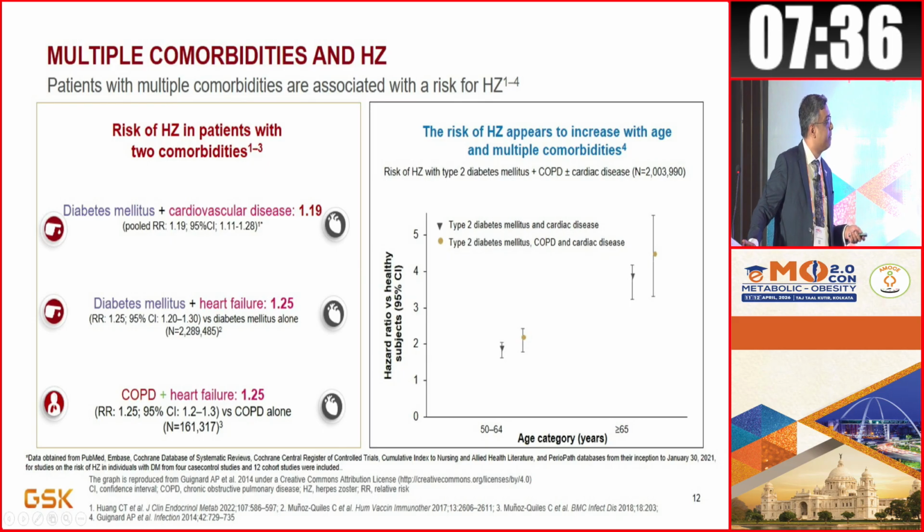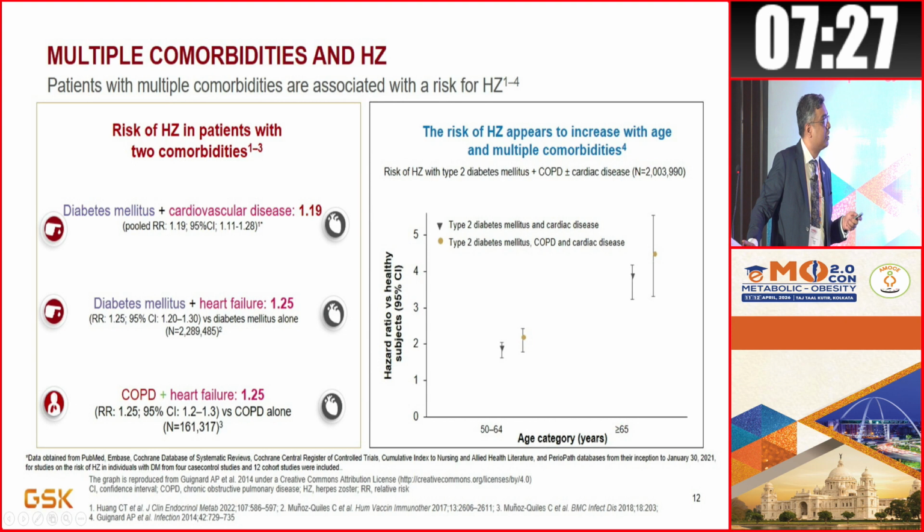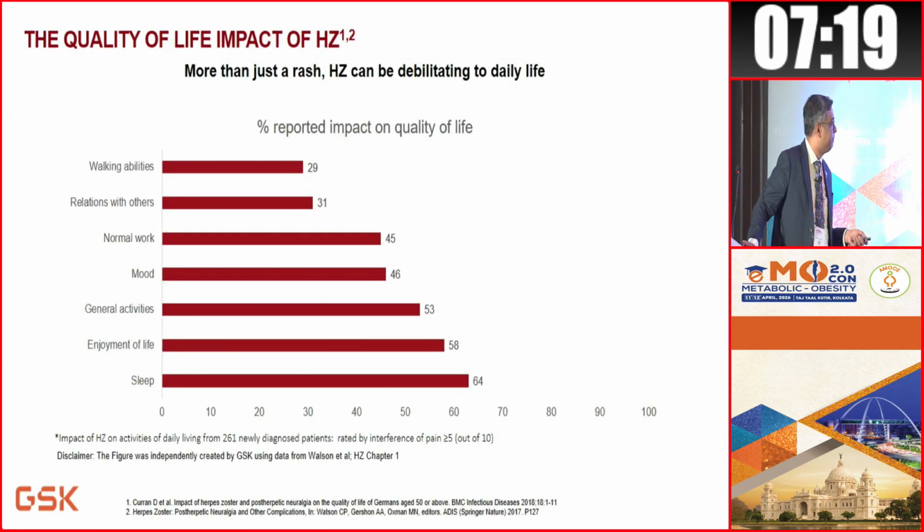So if you have two conditions like diabetes and cardiac disease versus three conditions, that is diabetes, heart disease, and COPD, having three conditions increases your risk independent of your age. So the more comorbidities you have, the higher the risk.